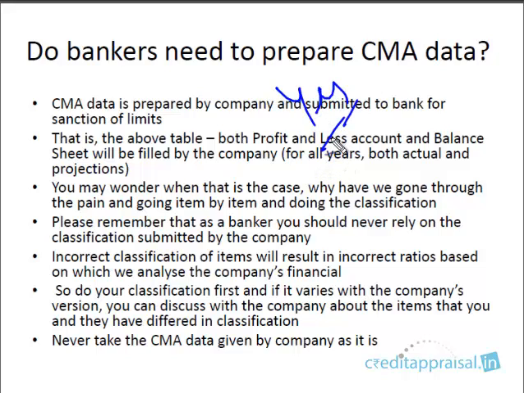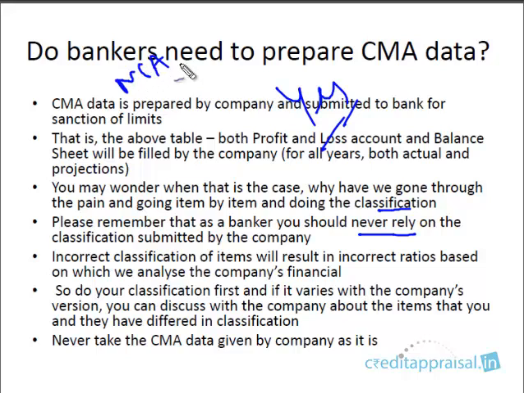In case of urgency where time is a real constraint, you can take that CMA data provided by the company, and this is something which most bankers do because it is time consuming. But it's always proper on the part of a credit appraisal officer to do the CMA classification himself. The two reasons for it: one, you'll get the classification right. Don't ever rely on the classification provided by the company. Never rely on the classification provided by the company. You'll be in serious trouble.